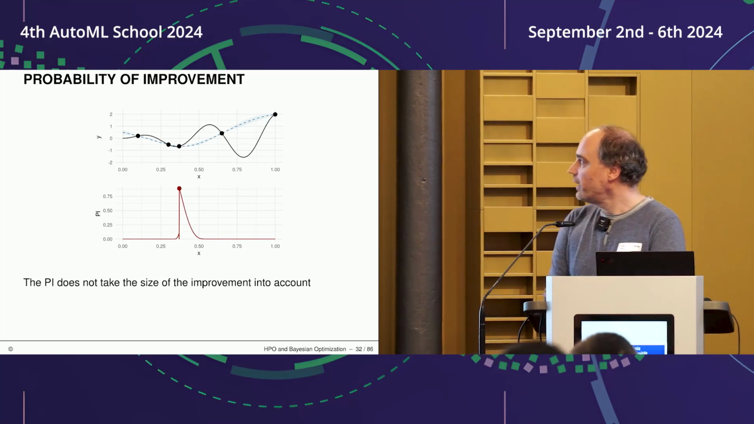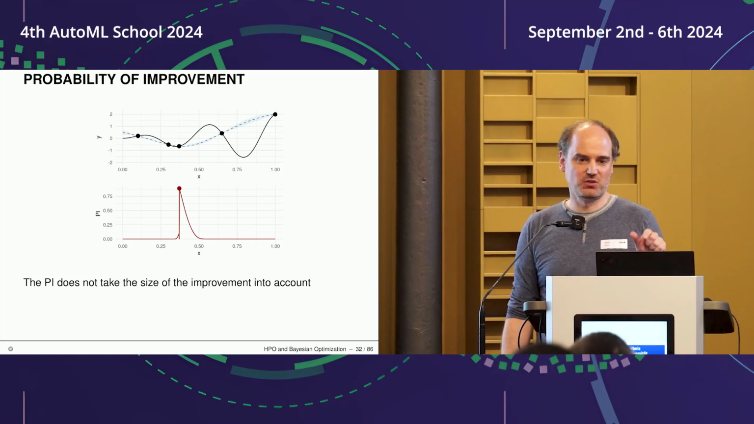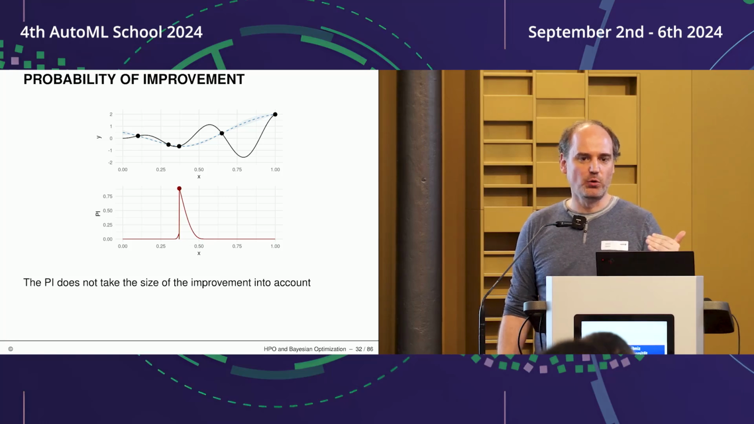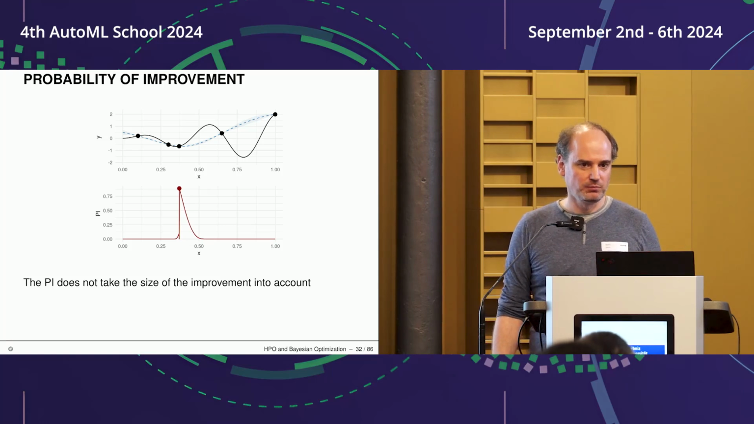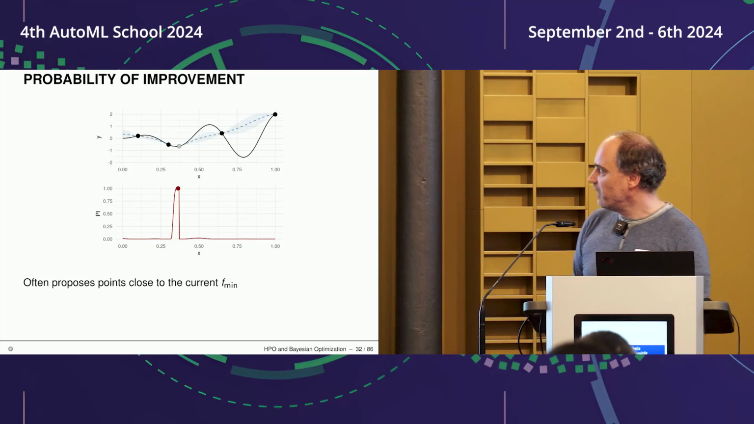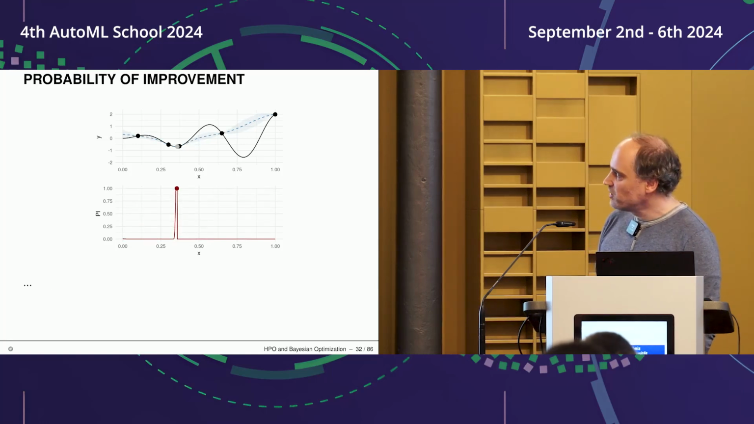How does this now look in terms of a little animation? I guess it's fairly obvious from the definition that we just compute the probability of improving, but we don't really take into account how much we improve at that point, or how much we stochastically improve at that point. That's just whether we get better or not. This very often leads to PI evaluating points quite close to the current f-min. So that happens here a couple of times.